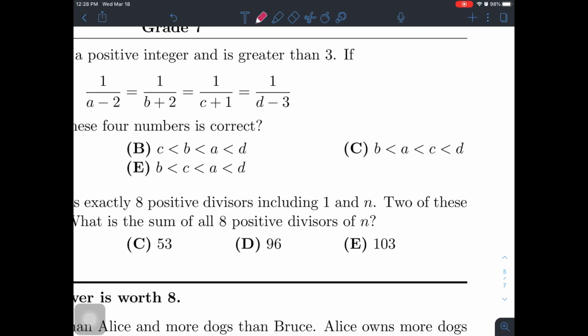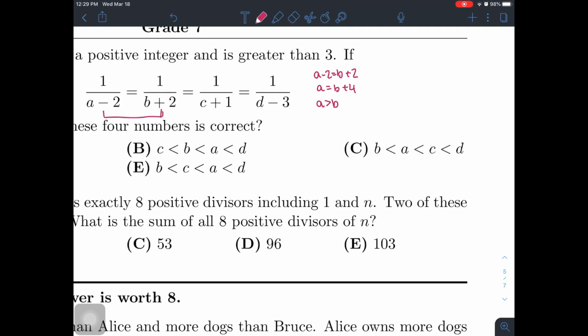So what we can do there is pair them up and then look at which one is bigger. So let's first pair a and b up. So a minus 2 equals b plus 2. This would be a equals b plus 4. So a is bigger than b.